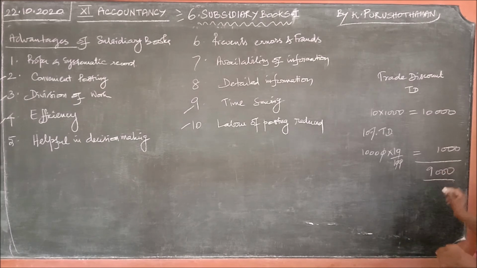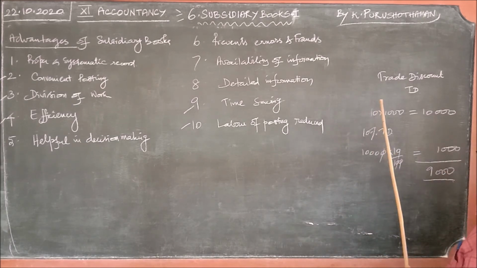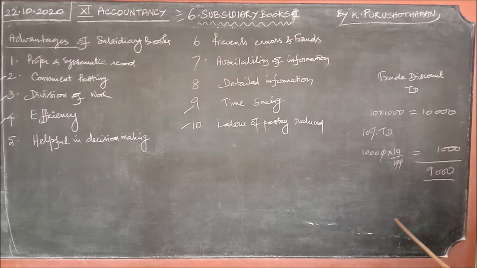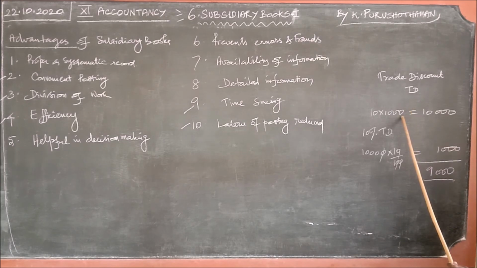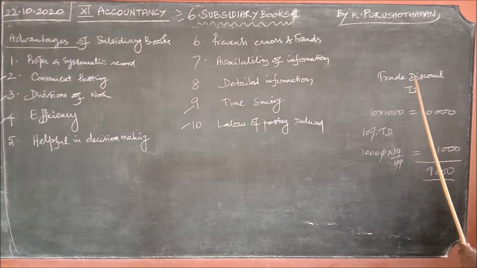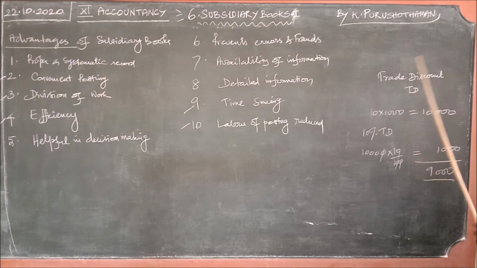9,000 only. This trade discount will not be shown in the bill. It is shown only in the invoice. And the amount shown in the bill will be 9,000 only, and this will be taken to the account. So it is a special advantage to the buyer, and to attract the buyers, to encourage the buyer, this type of discount is given, which is called trade discount. That's all.